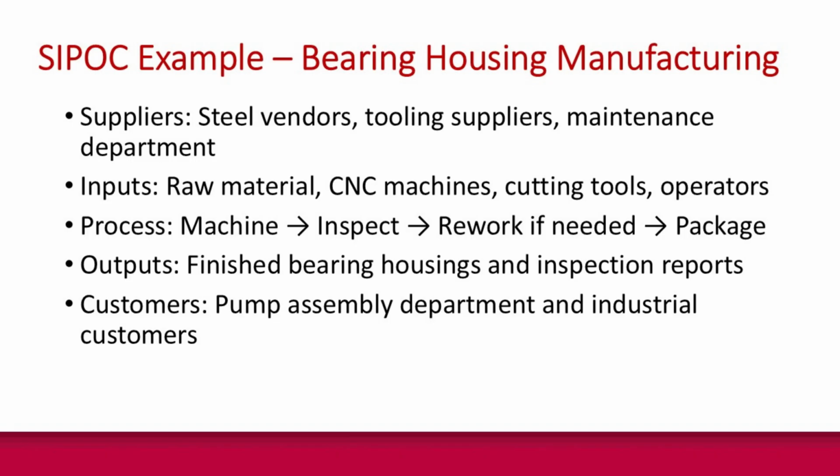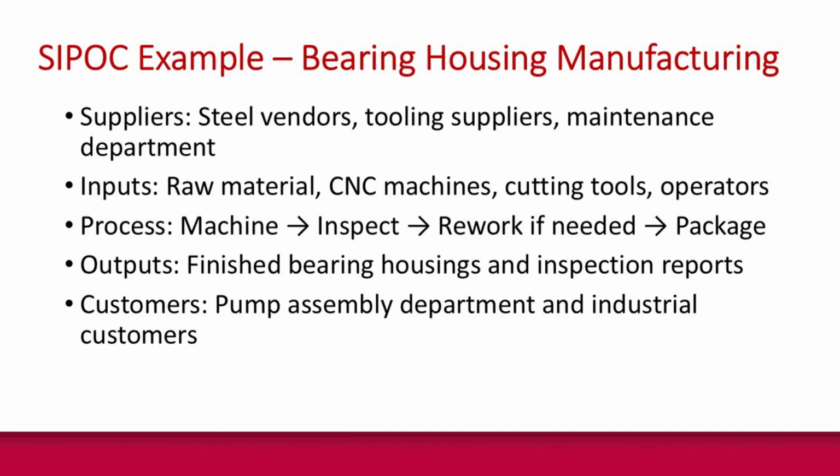The process itself is shown as a simplified sequence of major steps. First, the part is machined using CNC equipment. Then the part is inspected to verify dimensions and quality requirements. If defects are found, the part may go through rework. Finally, acceptable parts are packaged for delivery. The outputs are the finished bearing housings along with the inspection reports that document quality verification.